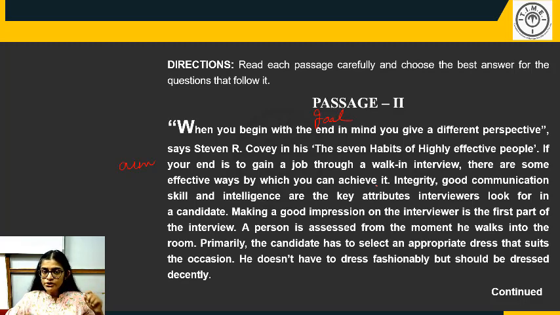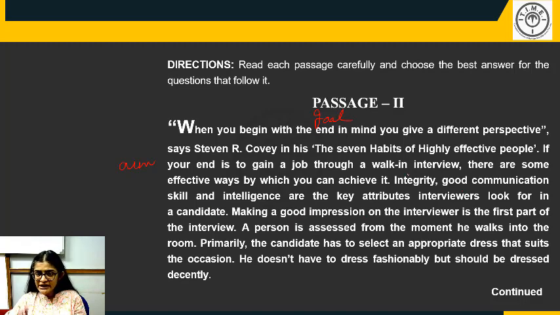So if you want to gain a job through a walk-in interview, there are some effective ways by which you can achieve it. Integrity, that is honesty, being true to yourself, having good values, good communication skill, and intelligence are the key attributes interviewers look for in a candidate. Key attributes, key aspects, factors, characteristics.